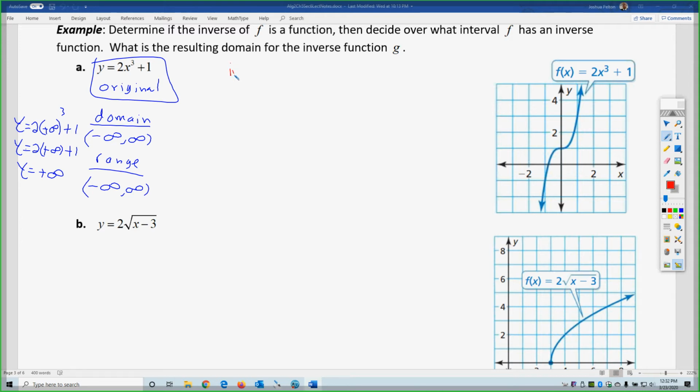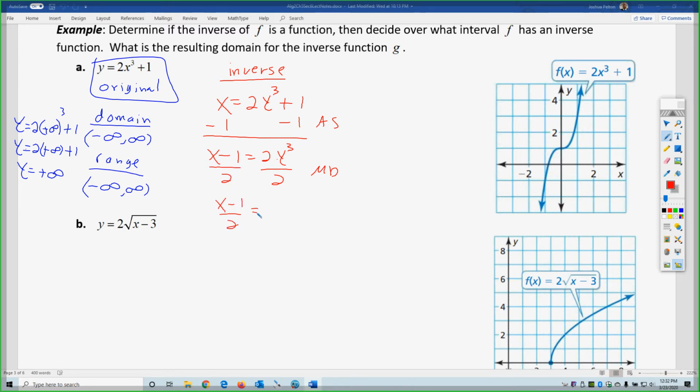So inverse, you need to switch the variable. So x equals 2y cubed plus 1. Alright, add subtract step. We'll subtract 1. x minus 1 equals 2y cubed. Multiply, divide. We'll divide by 2. So (x minus 1) over 2 equals y cubed. Exponent radical, so we'll cube root. So the cube root of y cubed equals the cube root of (x minus 1) over 2. So that cancels. y equals the cube root of (x minus 1) over 2.